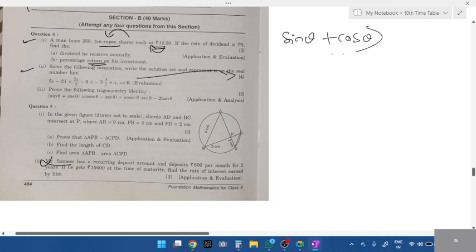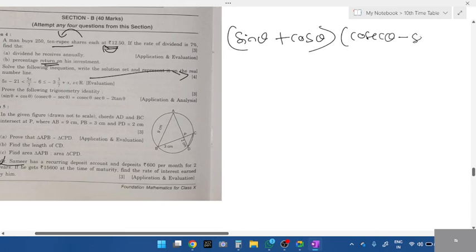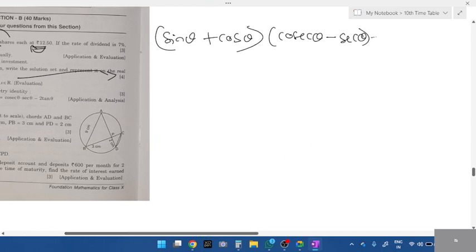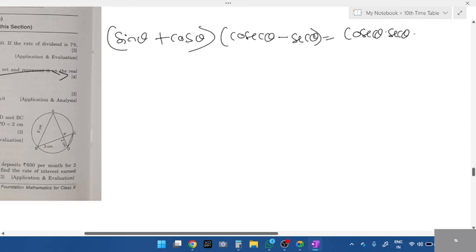Sin theta plus cos theta into cosec theta minus sec theta is equals to cosec theta into sec theta minus 2 tan theta.